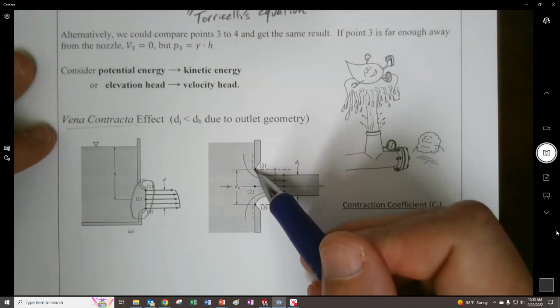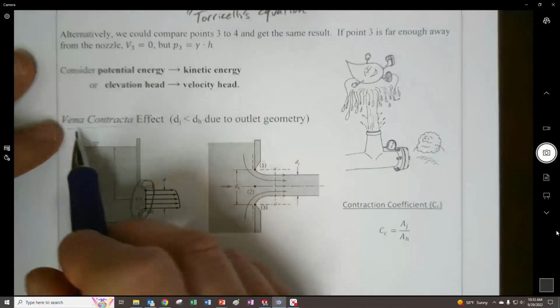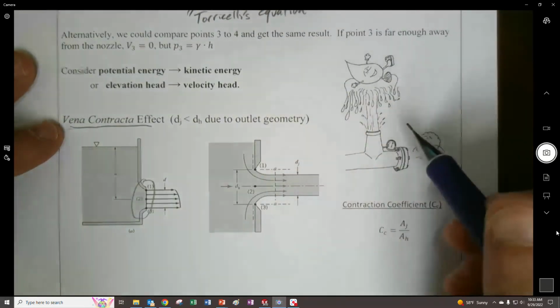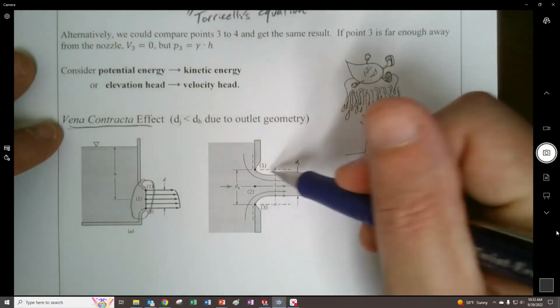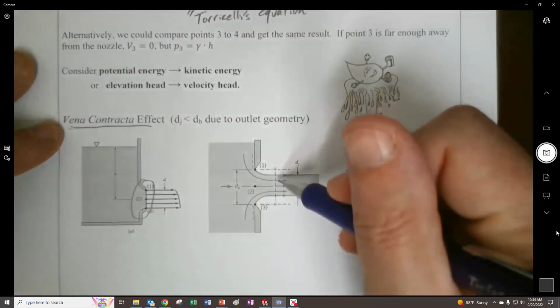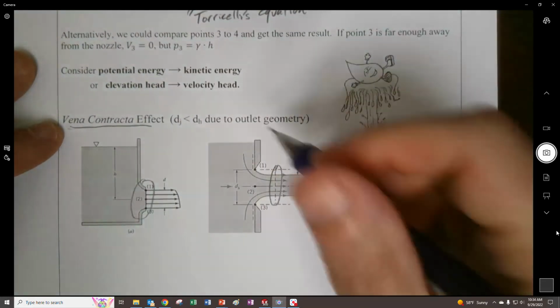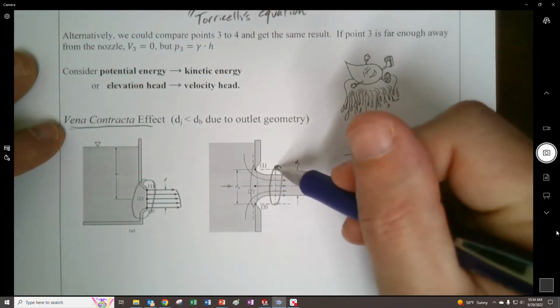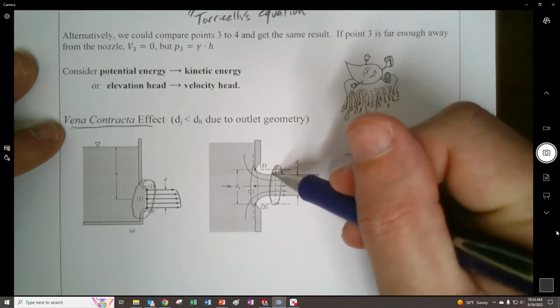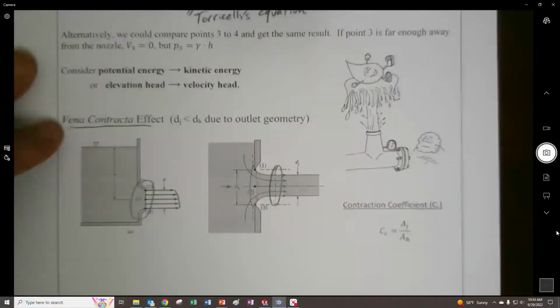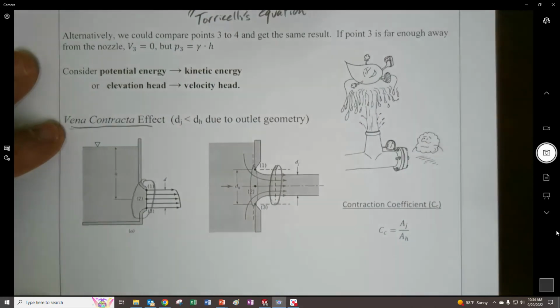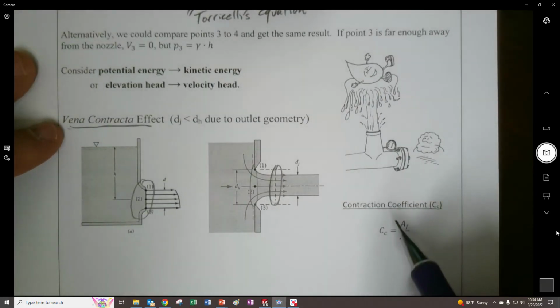But if you have like a sharp corner right here, we have something called the Vena contracta effect. And what that essentially does is it's going to make like a virtual diameter, right? So it starts out at this diameter, and it contracts down to, it has a virtual diameter. You could probably picture this happening, right? You kind of like visualize that happening.